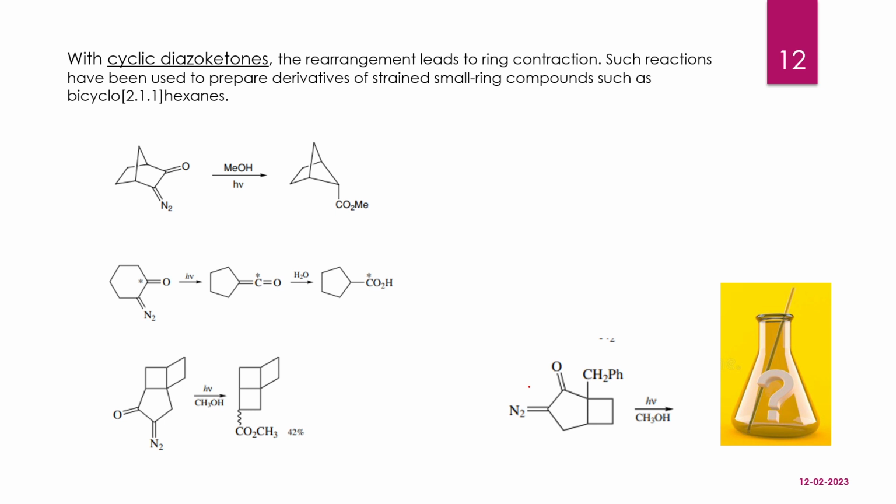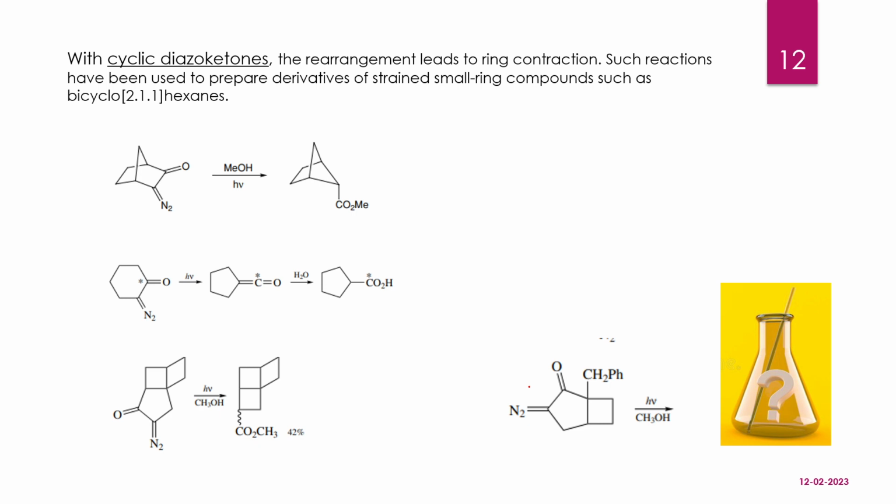Our next discussion is about when this type of rearrangement happens in the case of cyclic diketones. The rearrangement leads to a ring contraction. In the previous session I discussed that when a carbene is added to an aromatic ring, rearrangement leads to a ring expansion. But here, when it is added to a diazoketone compound, what is happening? Here a ring contraction is happening.